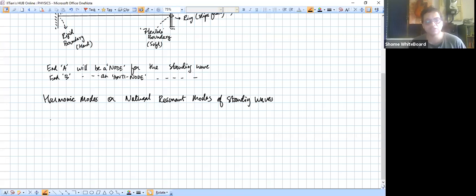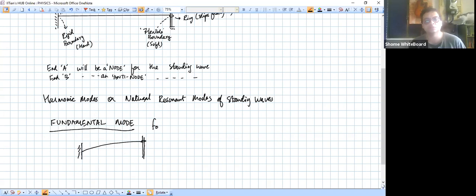As far as the fundamental mode is concerned, the fundamental mode always corresponds to minimum frequency and therefore maximum wavelength. So there should be the least number of nodes and antinodes in the fundamental mode, which in this particular case means one node and one antinode. So the string will vibrate between these two positions, where this end is an antinode and this end is a node. So the length of the string here actually becomes lambda by 4.